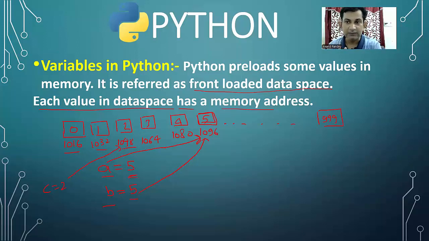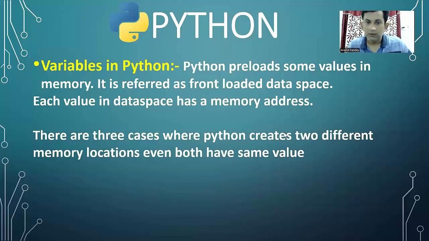There are three situations in Python where even if two variables have the same value, they will point to different memory locations. Even though the variables have the same values, different memory locations are created for them. What are those situations? First situation. So there are three situations where Python creates two different memory locations, even when both have the same values.